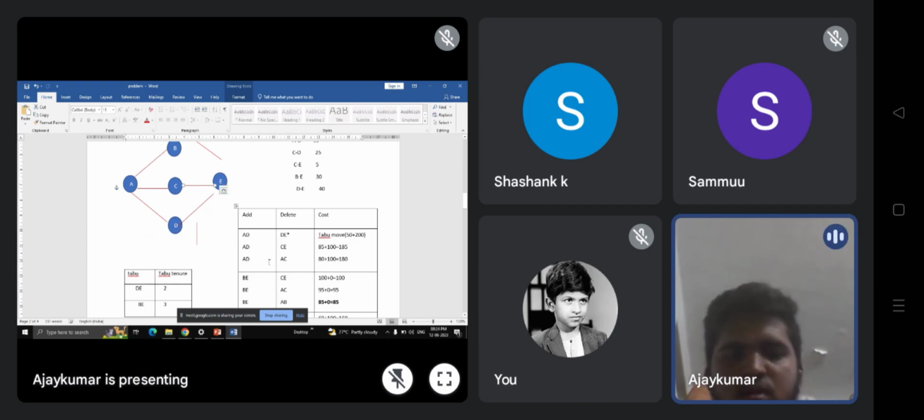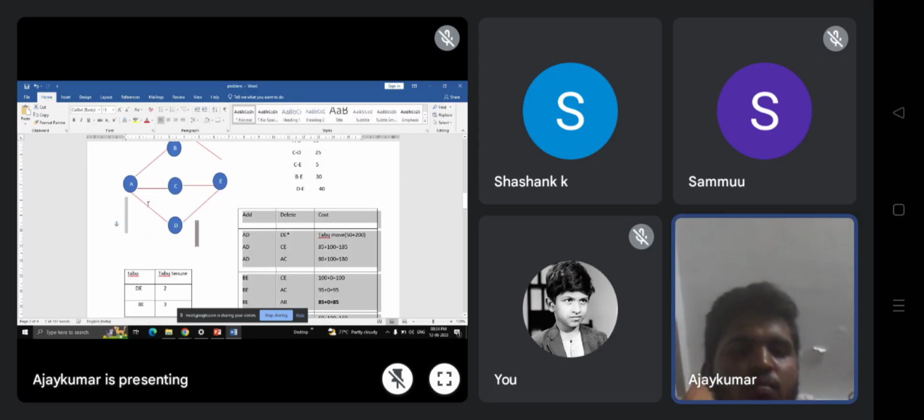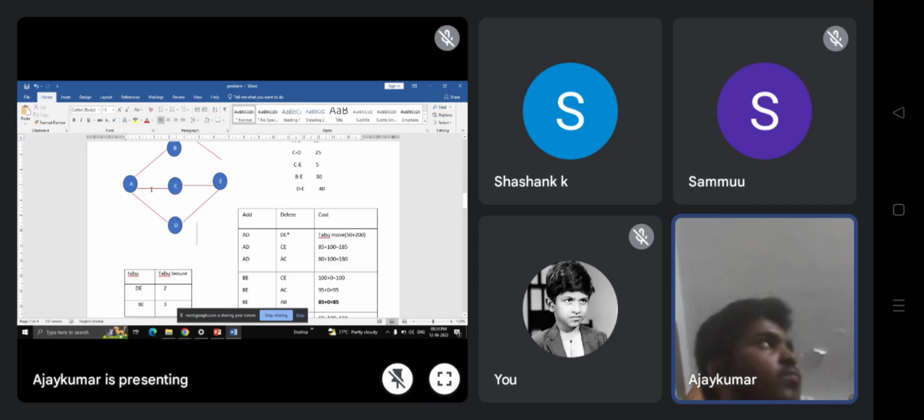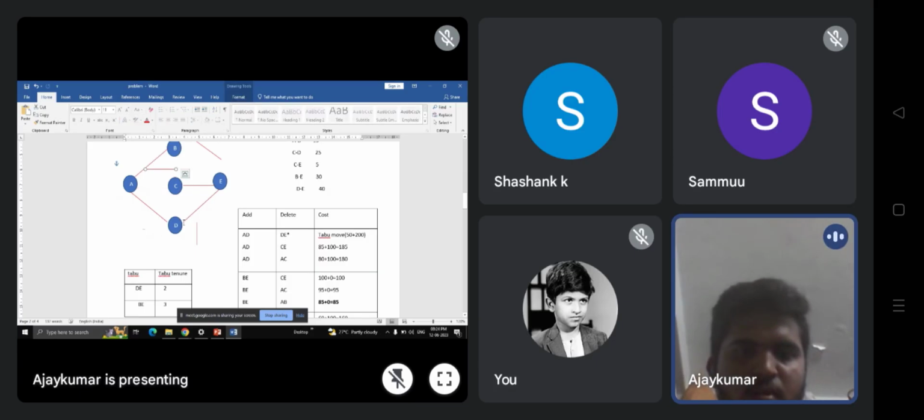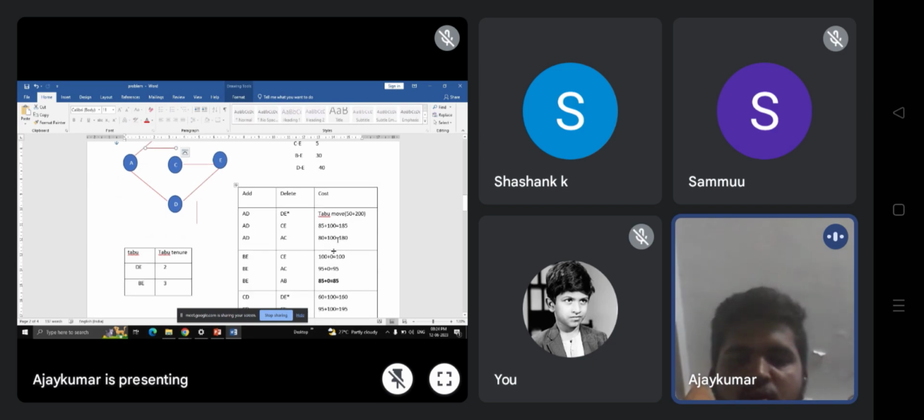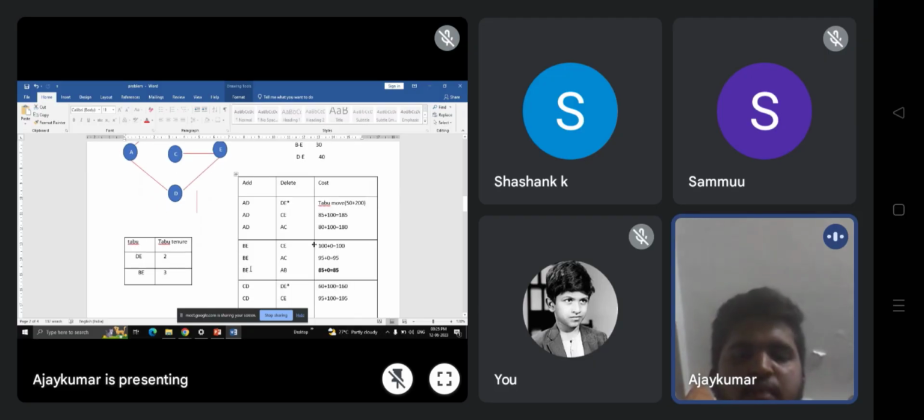The next is add AD and delete AC. Now we calculate the edge cost. This edge cost becomes 80 and a penalty of 100, that is 180. Now we do the same for BE and CD.